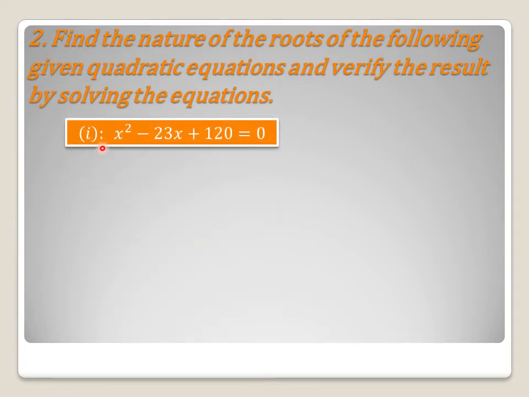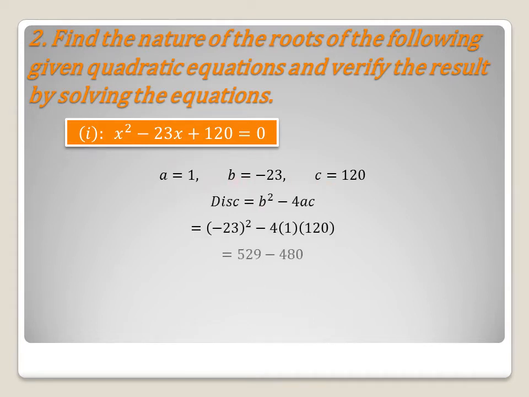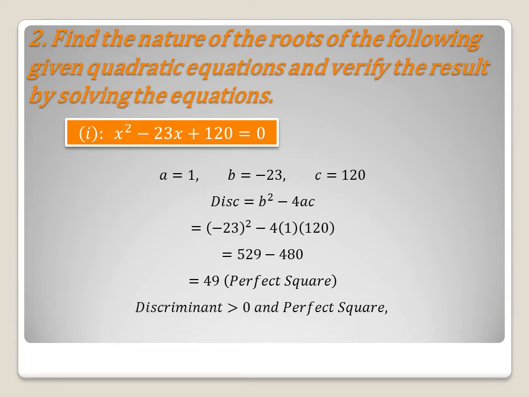So part 1 of question number 2 is x squared minus 23x plus 120 equals 0. First of all, we will apply the discriminant. Applying the discriminant, we need the values of a, b and c. a is 1, b is minus 23 and c is 120. Putting in the values, the square of a minus number is always a positive number. We got 49, and 49 is a perfect square and a positive number. So the discriminant is greater than 0 and is a perfect square. So just think again about what the nature of the roots will be.